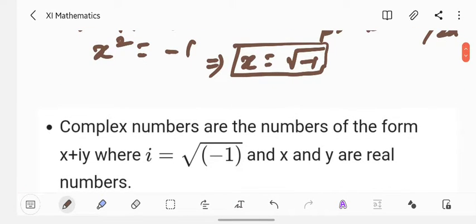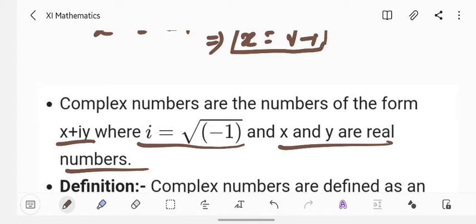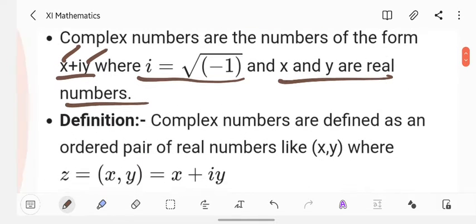Let's understand the equations and the introduction of the given chapter, complex numbers. Complex numbers are the numbers of the form x plus iy, where i equals the square root of minus 1, and x and y are real numbers. i is also called iota, which is a Greek term. So x and y are the real numbers, but we have the divisions here. We'll talk about the division also.